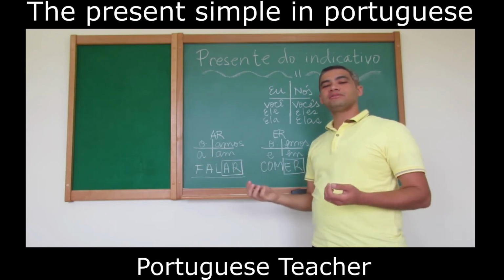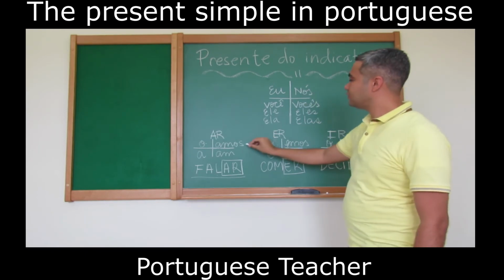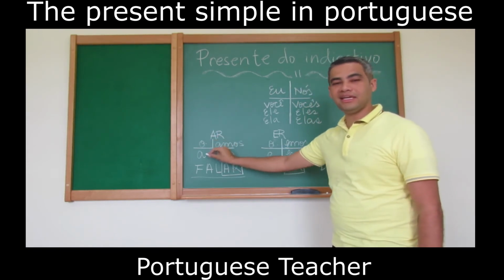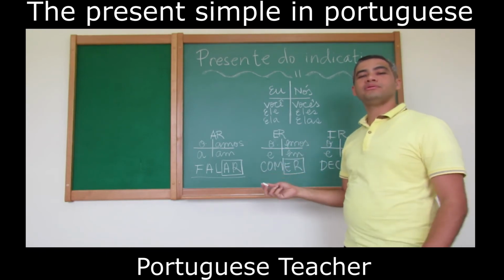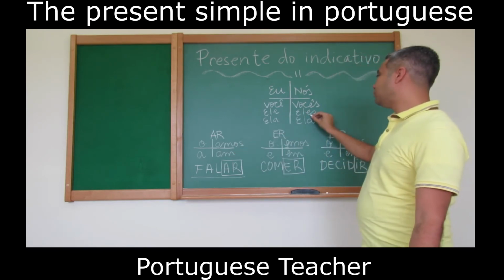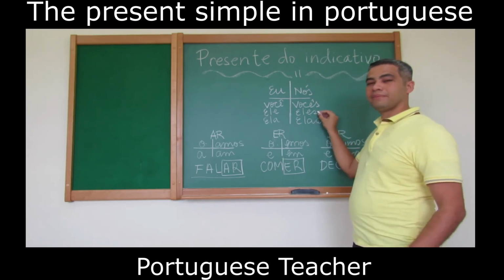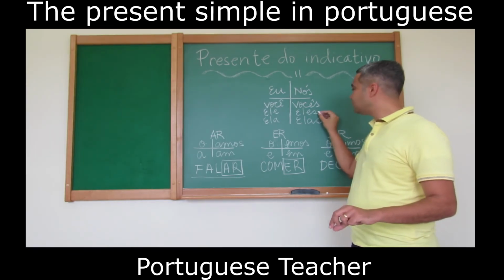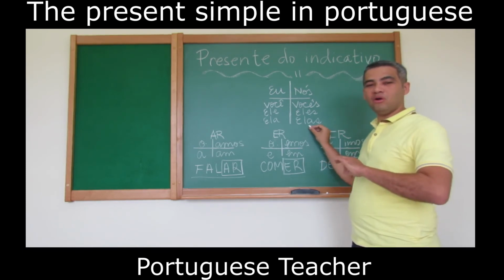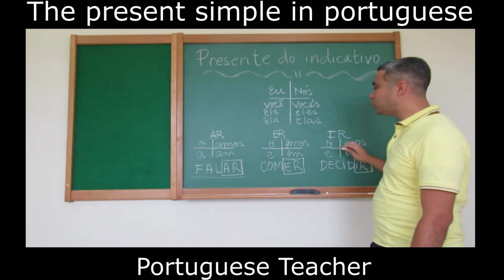How do I say we speak, which is English, right? Nós falamos, right? So you always drop the AR and add the endings. How do I say you, plural, speak? Vocês falam. So, they speak. In Portuguese, we have a difference. We have eles for boys or boys and girls, and elas only for girls. So, when we say elas, I mean only girls, okay? So, eles falam, elas falam.